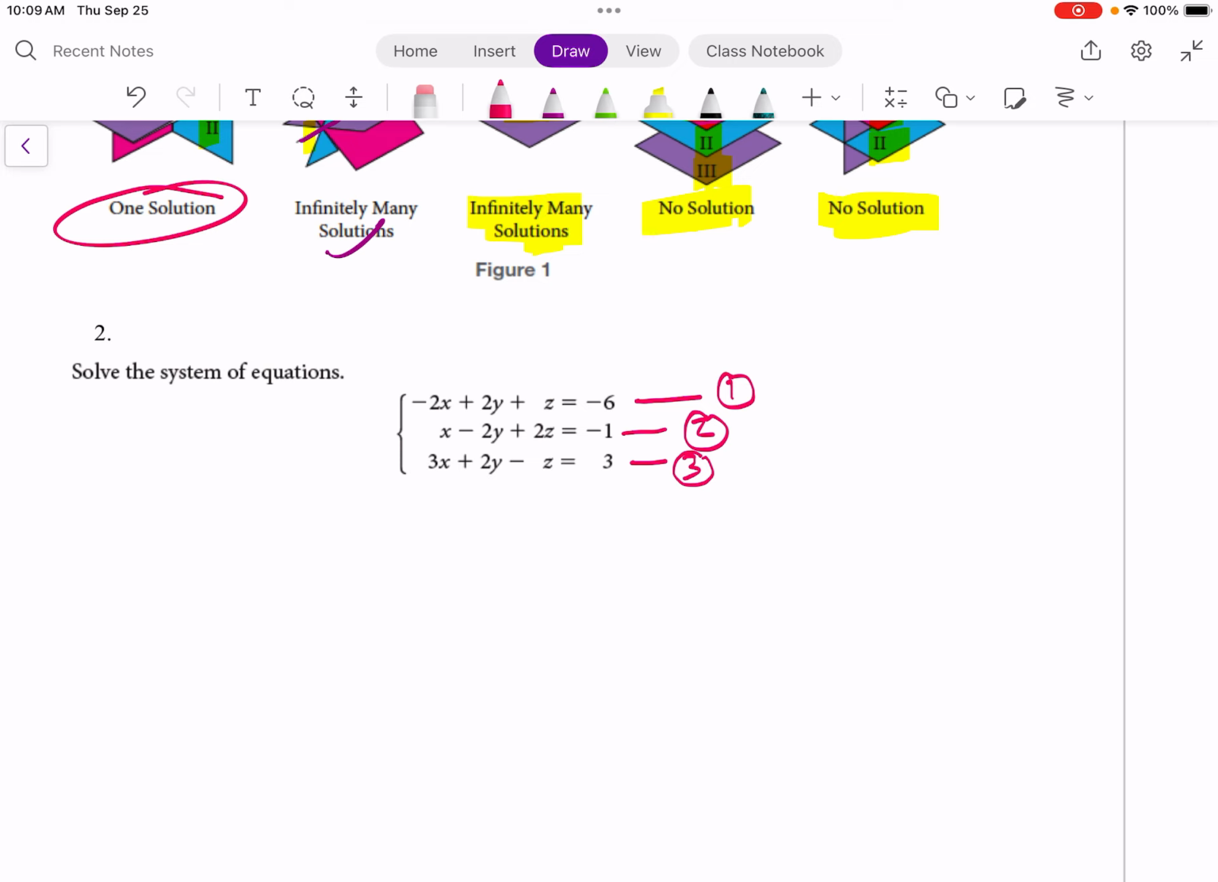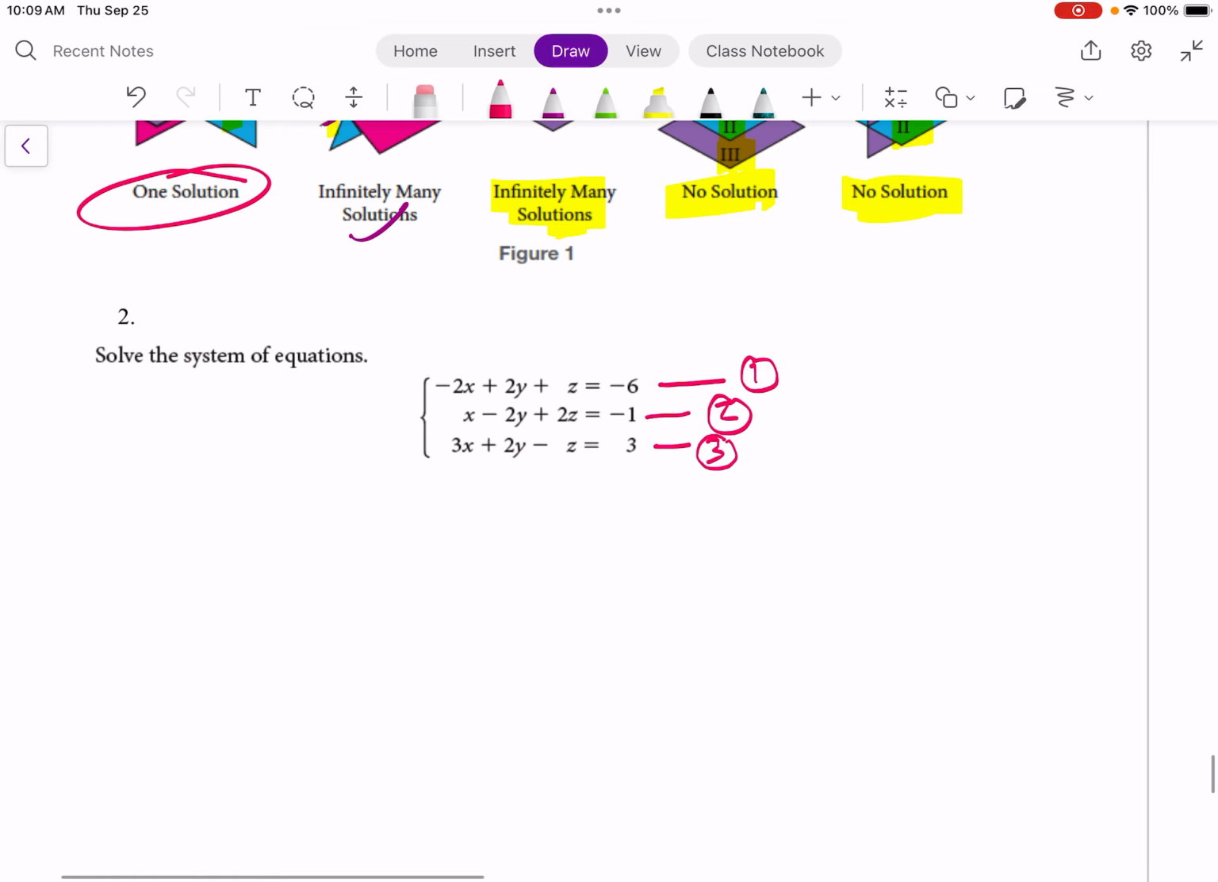So which variable is easier to eliminate? Okay, now here, we have positive 2y in equation 1 and negative 2y in equation 2, right? So if we add equations 1 and 2, we can eliminate y. So let's go ahead and eliminate our variable y by adding equations 1 and 2. So we add equations 1 and 2, okay?